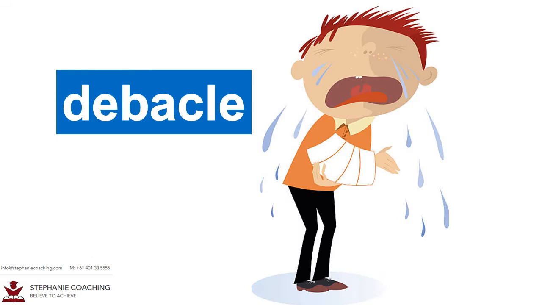Word number 1 is debacle. Another word for debacle is disaster. For example, I couldn't do my exam because of a broken arm. What a debacle.